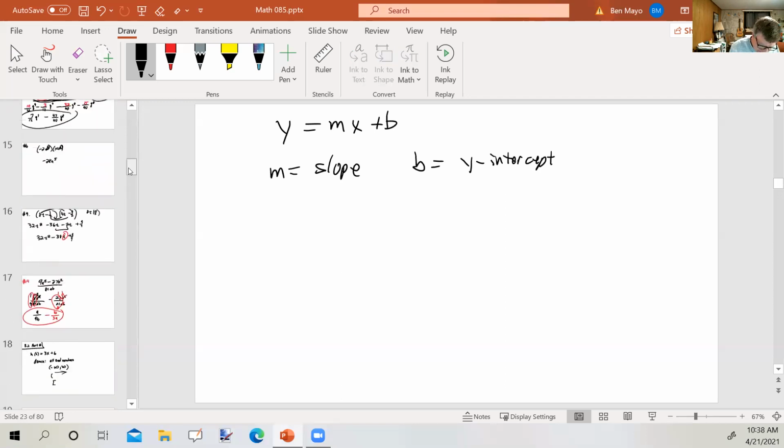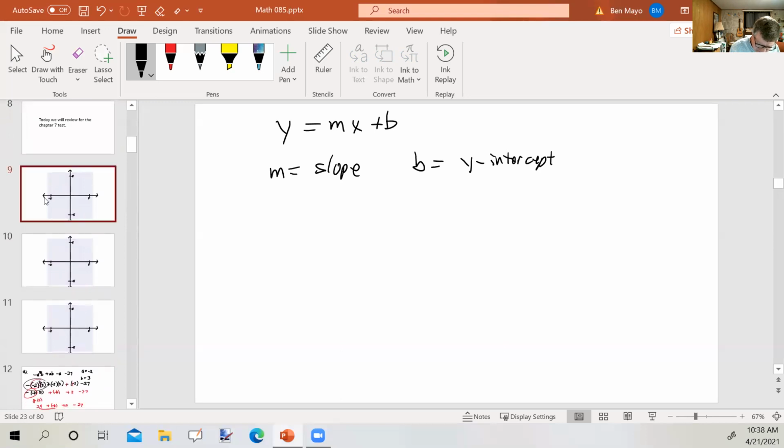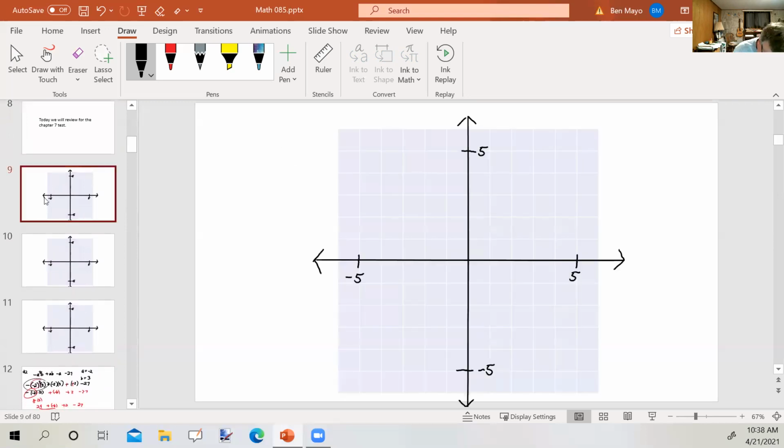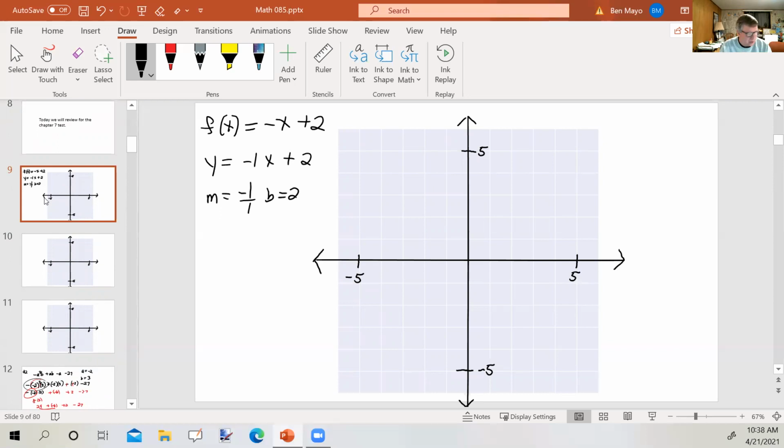And we have f of x equals negative x plus 2. That's the same thing as saying y equals negative 1 times x plus 2, because with negative x, there's an implied negative 1x. So the slope is negative 1 over 1, and the y-intercept is 2.